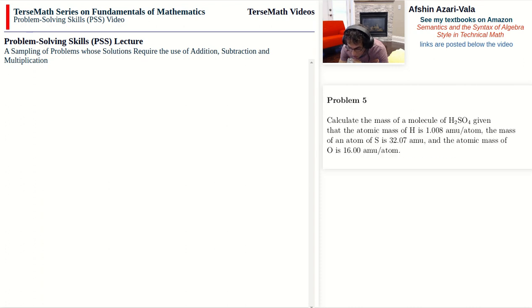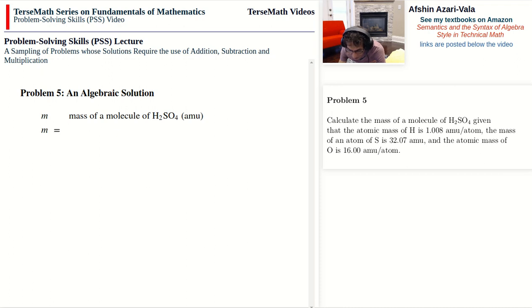All right. So we argue that the mass of a molecule of H2SO4 is equal to the mass of 2 H atoms plus the mass of 1 S atom and the mass of 4 O atoms. And then we start the solution, M. We are looking for mass. M is the mass of a molecule of H2SO4, and we use the unit AMU, atomic mass unit, to measure its value. M becomes equal to the mass of 2 hydrogens plus the mass of the 1 sulfur atom plus the mass of the 4 oxygens.